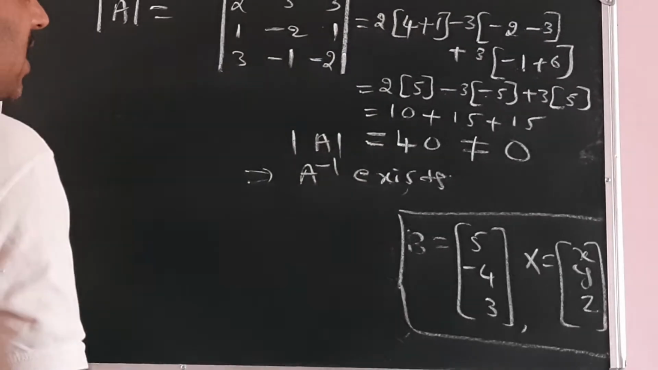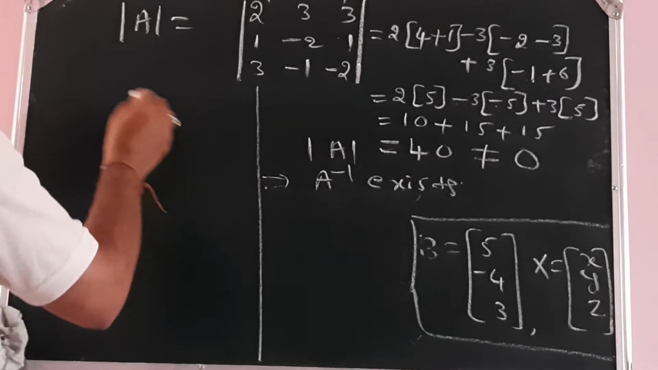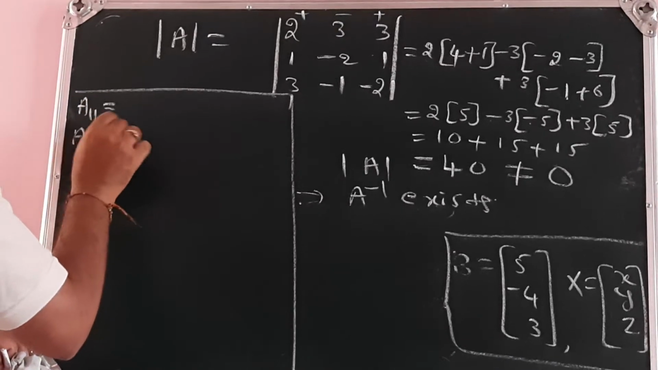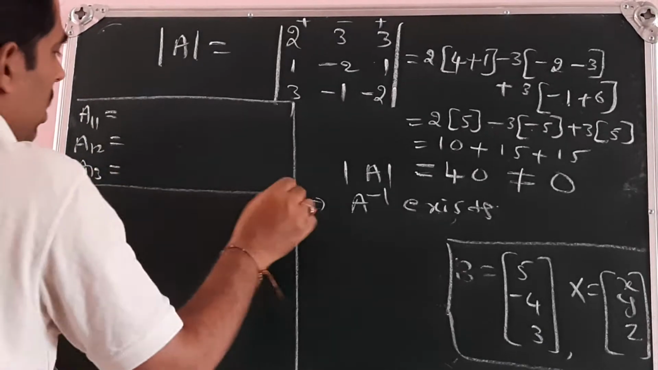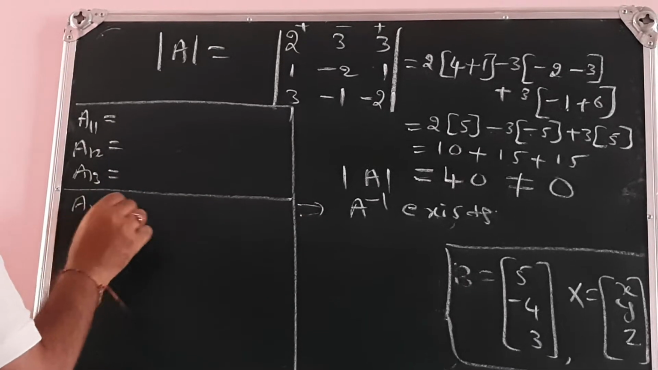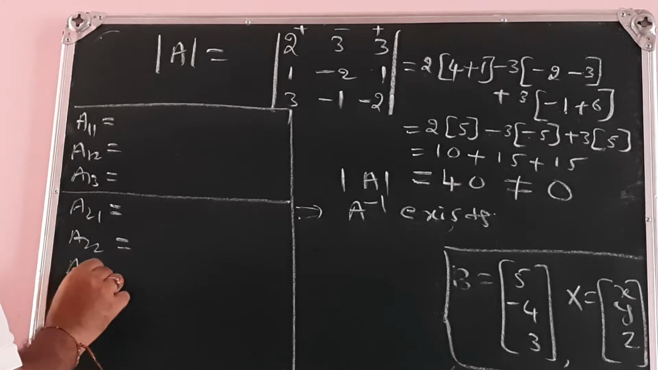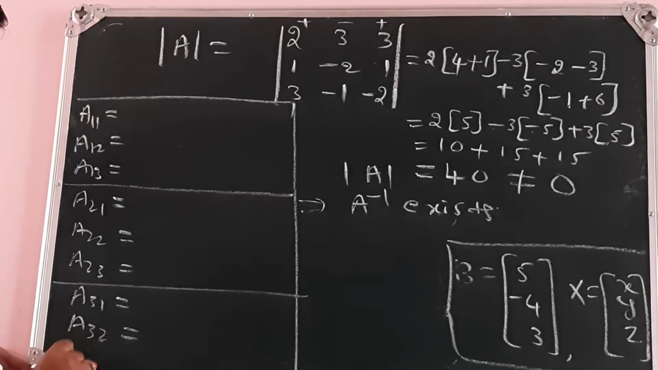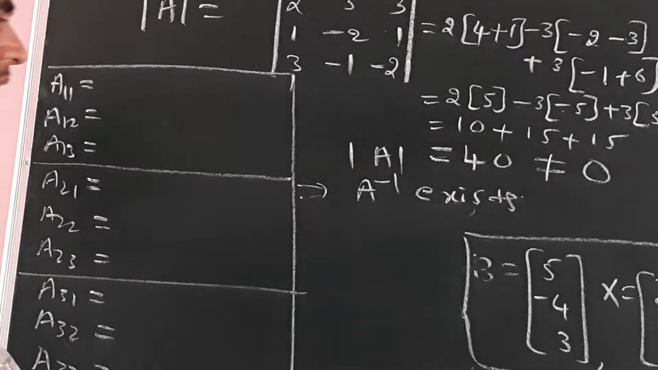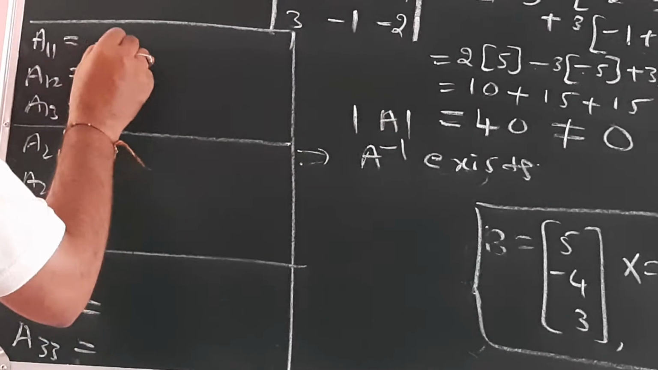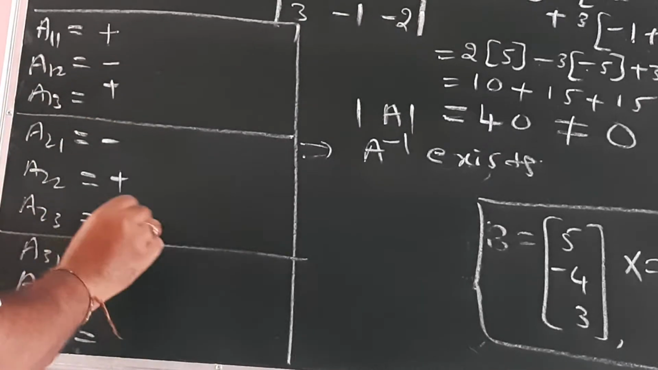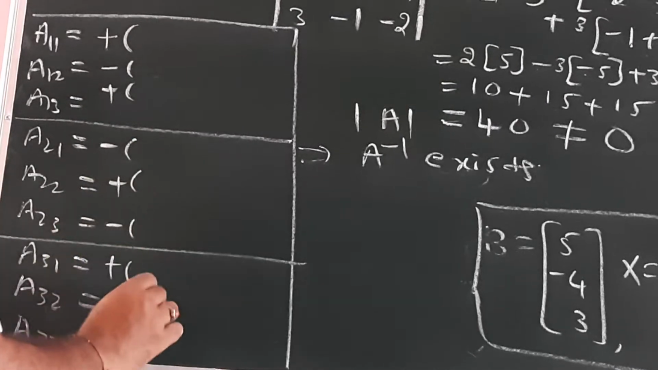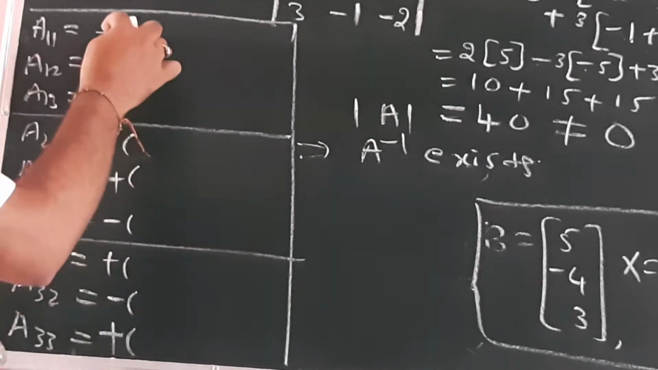So let us find the minors and the cofactors. Here we should be very careful. Let us find the minors and cofactors. A11, A12, A13 are the elements of the first row. Then A21, A22, A23. Then last are A31, A32, A33. Let us continue here. Write the signs first: plus minus plus, minus plus minus, plus minus plus. As usual, we write the bracket, write the minus. So these are the signs.